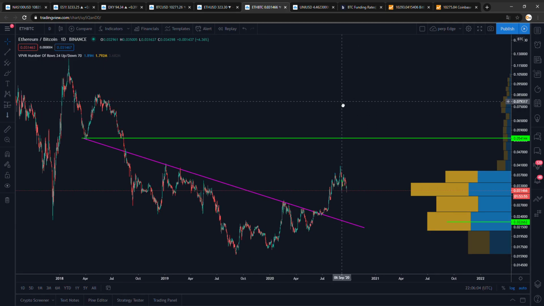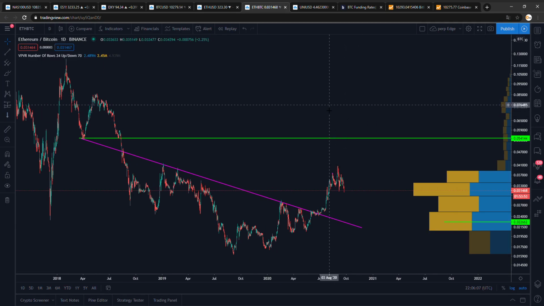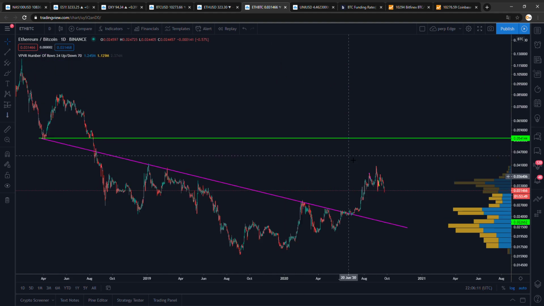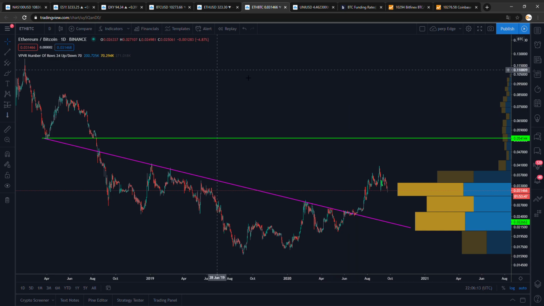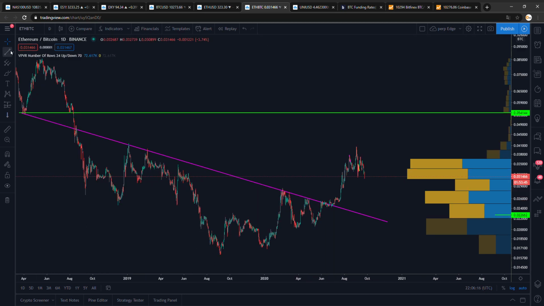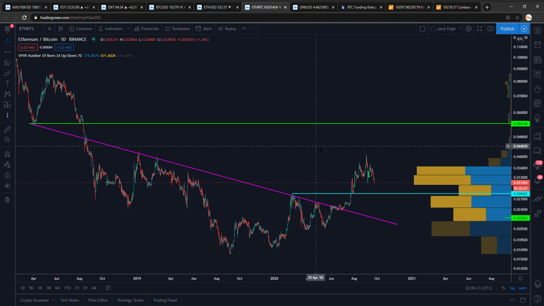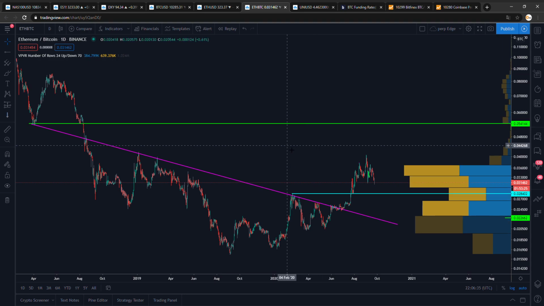Take a look at Ethereum BTC. Not looking too good. They made a lower low already. If they go any lower, this would be a great support for Ethereum BTC. And staying above that, I mean, if we're staying above it, it's not really a big deal. That would still be a bullish retest, in my opinion. So yeah, it's not that bad.